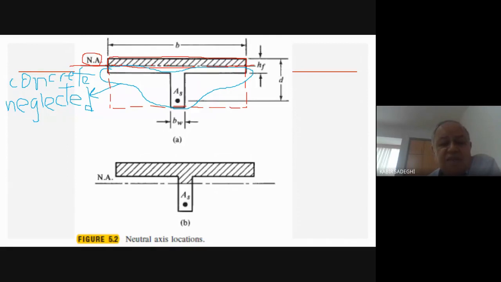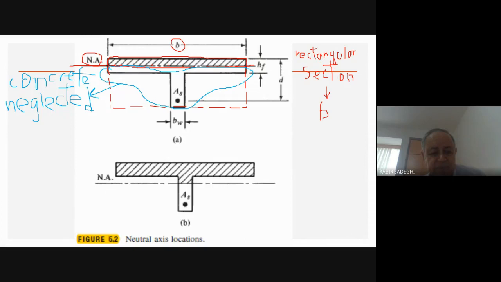Therefore, we can say that design of this T-beam in this location is exactly like a rectangular with the width of B. In this case, we design like rectangular. Rectangular section with width of B, the bigger one, not BW. Section when we consider the width of B, not BW.